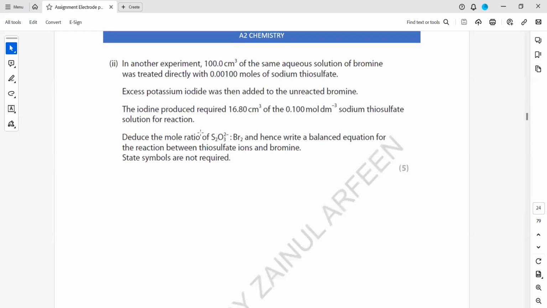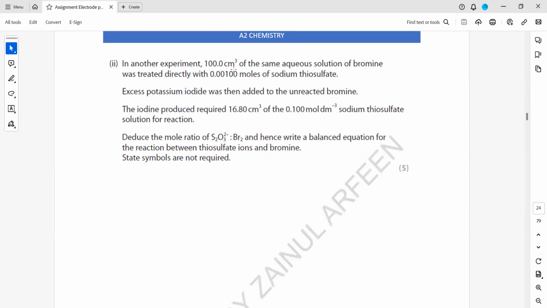In the second part, in another experiment, 100 cm cube of the same solution of bromine was titrated with 0.001 mole thiosulfate. Excess potassium iodide was then added to the unreacted bromine. The iodine produced required 16.8 cm cube of 0.1 mole per dm cube thiosulfate. Deduce the mole ratio of thiosulfate to bromine, hence write the balanced equation for a reaction between the thiosulfate and the bromine. State symbols are not required.